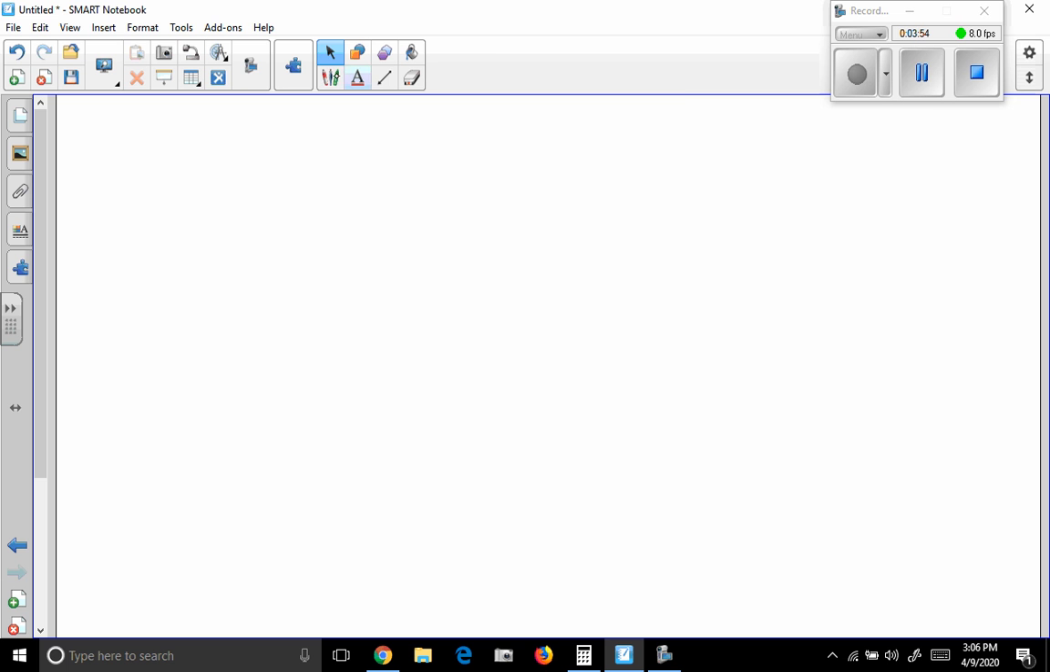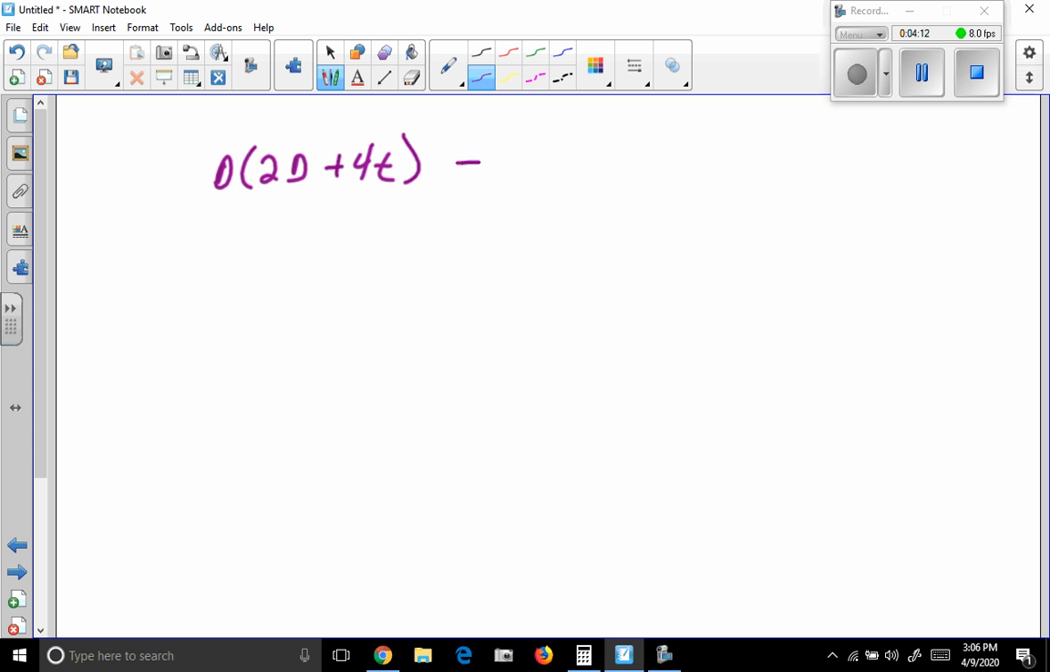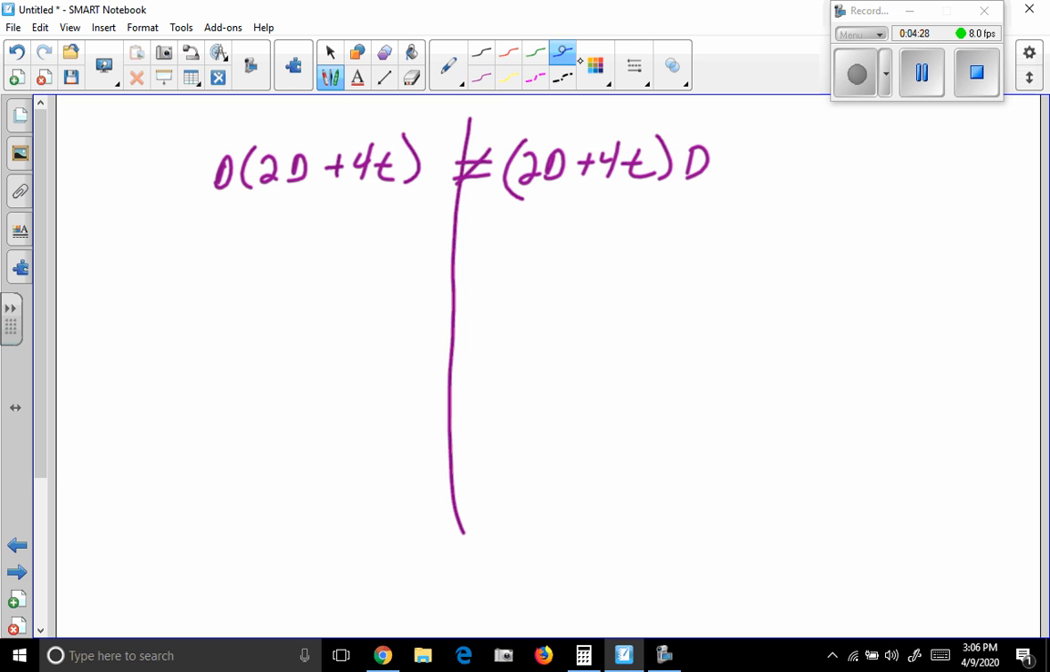So let's look at an example of that. Let's look at the example D of 2D plus 4t. And let's show that that is not the same as 2D plus 4t times D. So let's do it the right way first. I say the right way, let's decide on what's on the right first.